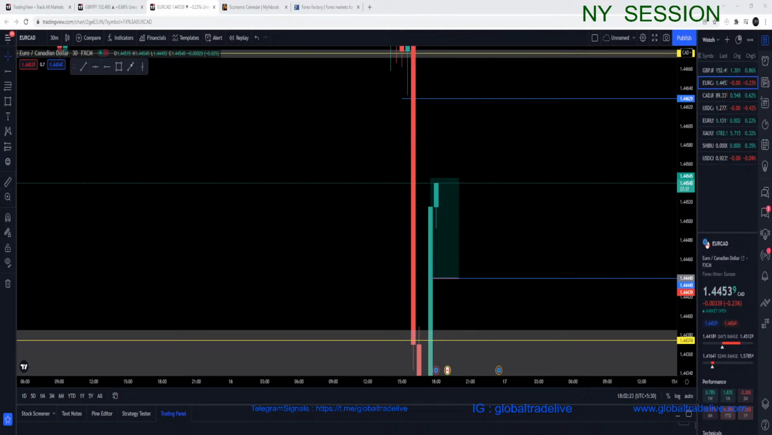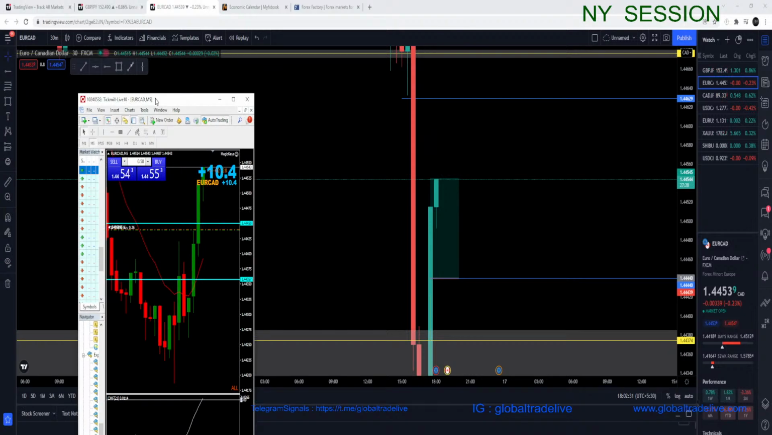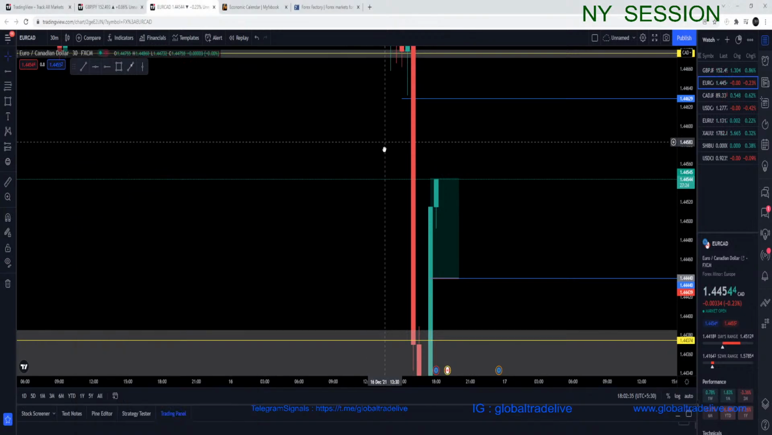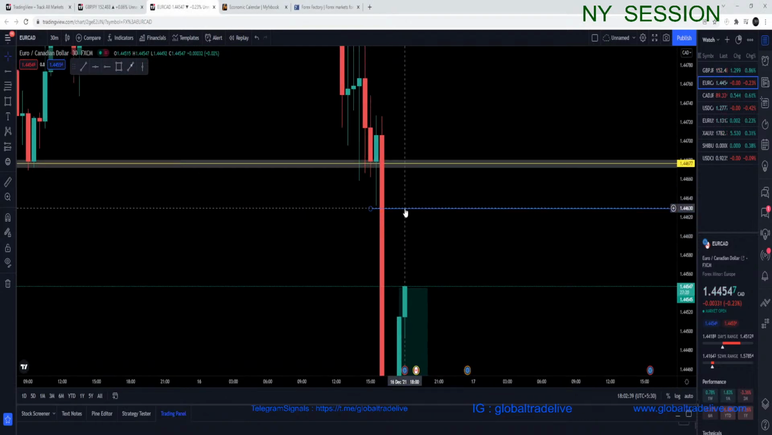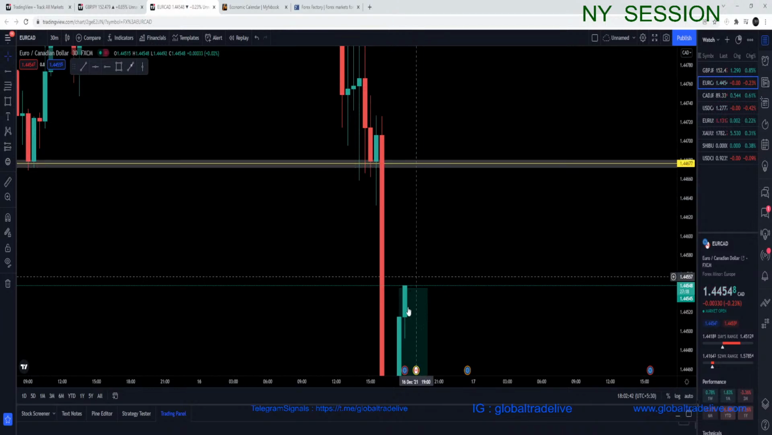Oh, 10 pips. I just got 10 pips over here. Just got 10 pips. Look over here. 10 pips achieved. Now this trade is still running for the full TP. And full TP will be this level.